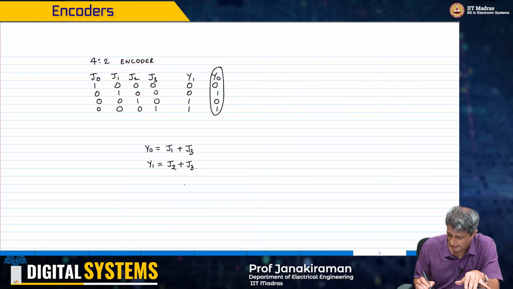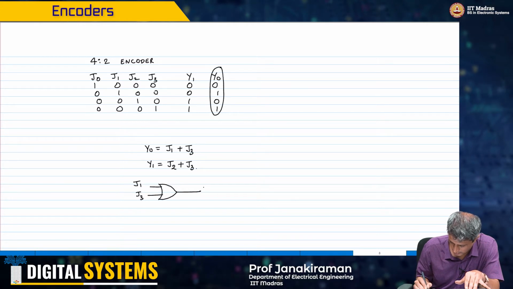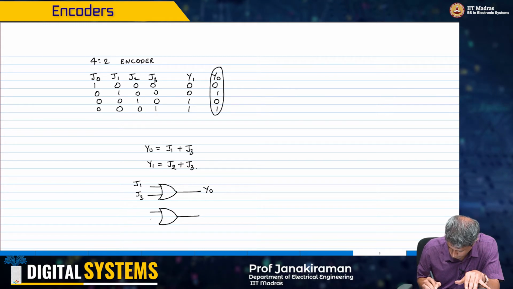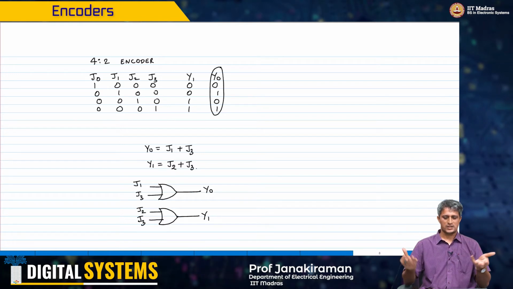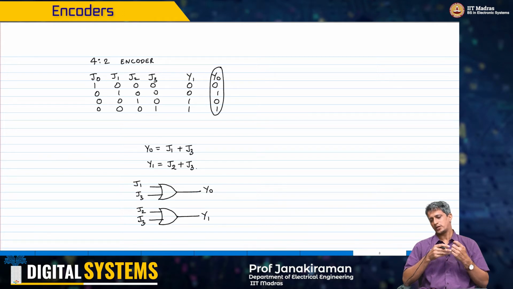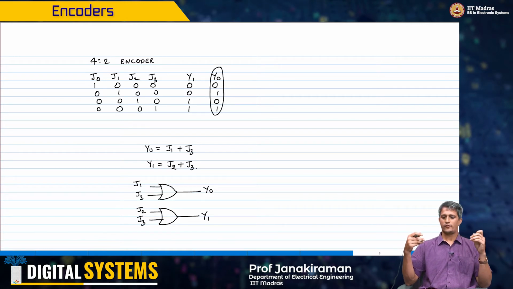So one implementation that you can think of is exactly this thing. You just simply put an OR gate, which is J1 and J3, you will get Y0, J2 and J3 is Y1, right? So it seems a very simple straightforward implementation of two OR gates. You just put that in and you should be able to get what Y0, Y1 and all that stuff is, right?